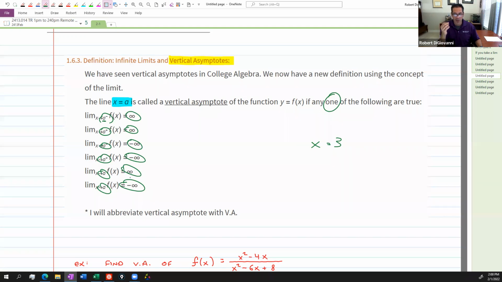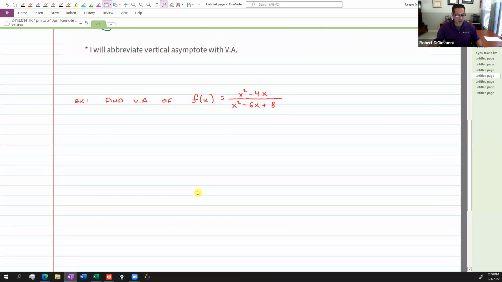All right. So let's see how this would work within an example. And from here on out, I'm going to abbreviate vertical asymptote with VA just to make it easy. Find the VA of this function. So I give you a function, I'm asking you to tell me where the vertical asymptotes occur. So what I'm going to do is factor the numerator and factor the denominator. The denominator, I believe, factors to be x minus four times x minus two.